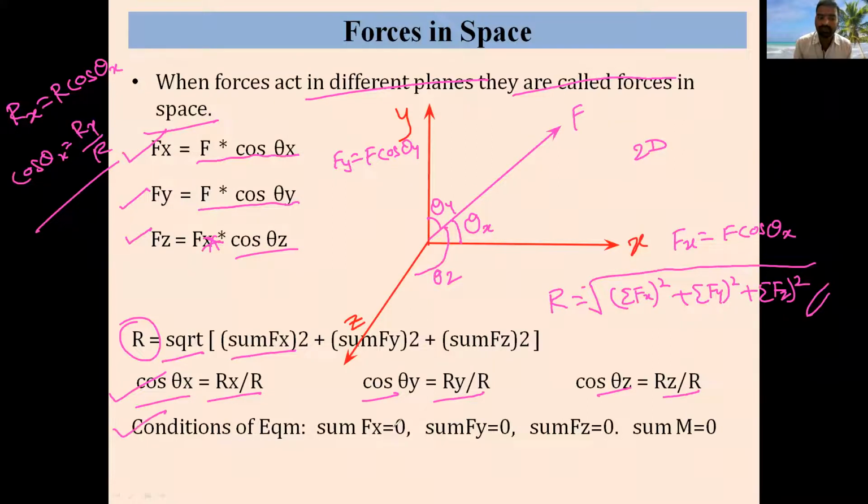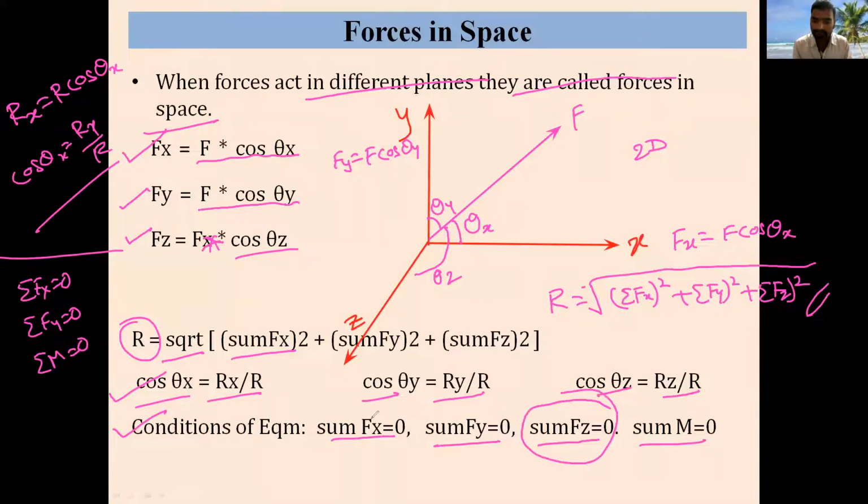And what will be the equilibrium conditions? Sigma Fx is equal to 0, sigma Fy is equal to 0, sigma Fz is equal to 0, and moment about a point is equal to 0. When it is in a plane and non-concurrent, can you tell me what the conditions are? See, this question was asked in ISC and also in UT2. What are the equilibrium conditions for the non-concurrent plane system? Sigma Fx is equal to 0, sigma Fy is equal to 0, and M is equal to 0. That is in two dimensions, that is plane. If it is in space, then there is one more term, that is sigma Fz is equal to 0.